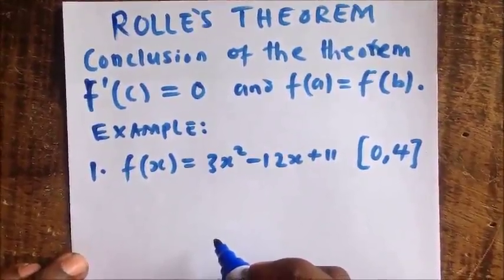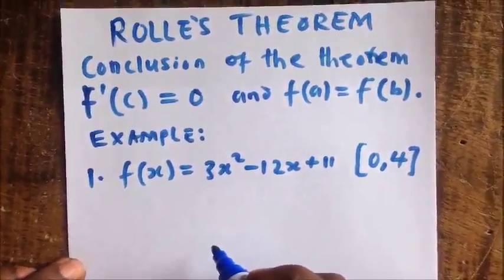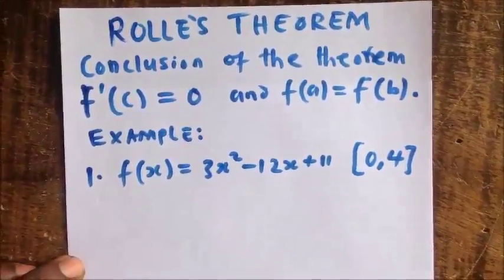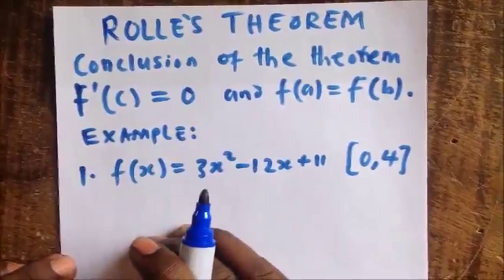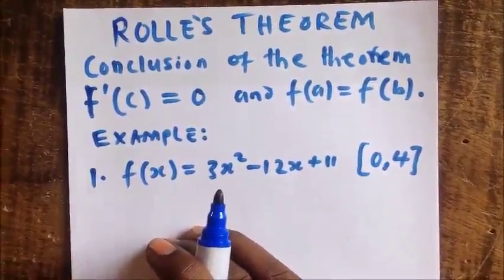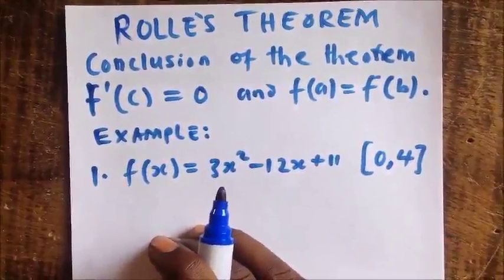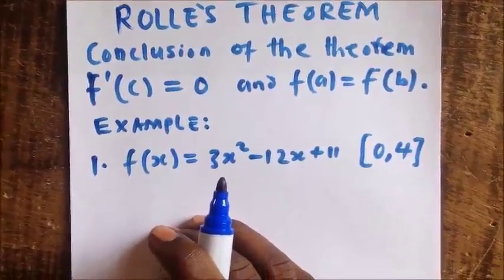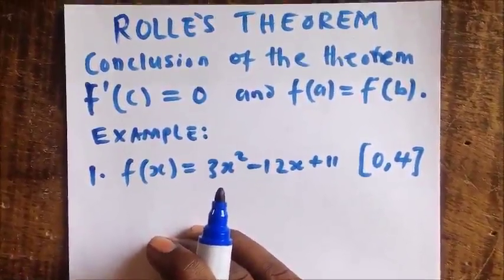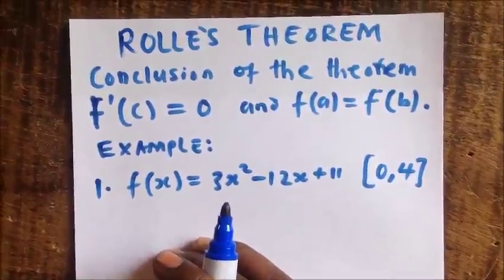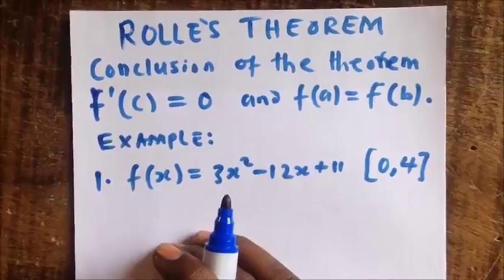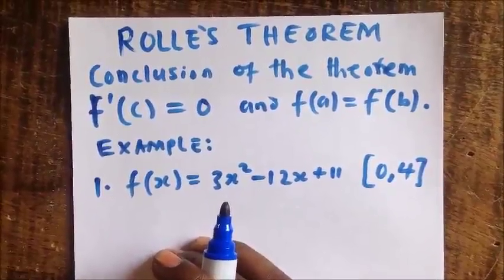This is lesson 1 and we will be discussing Rolle's Theorem. For a function to satisfy the hypothesis of Rolle's Theorem, it must satisfy two conditions. Number 1, the function must be continuous on the closed interval [a, b]. And the function must be differentiable on the open interval (a, b). We are taking that interval to be a, b.